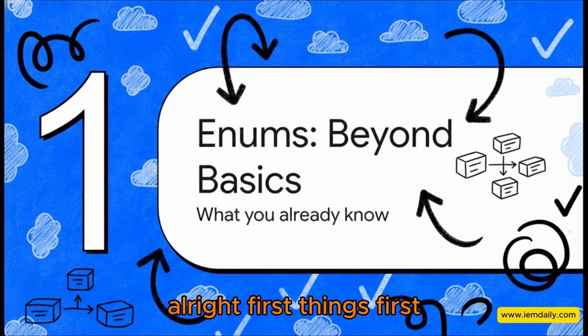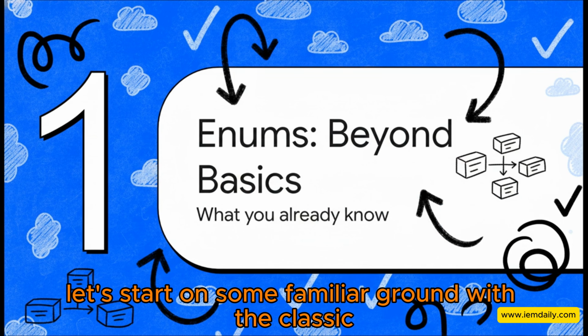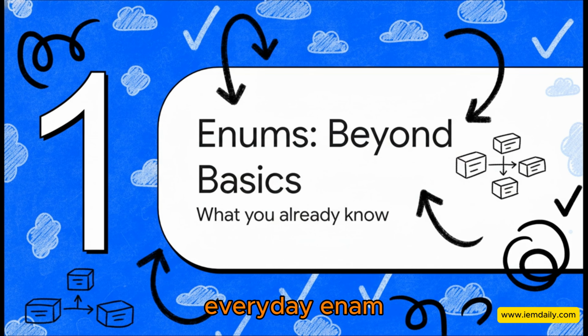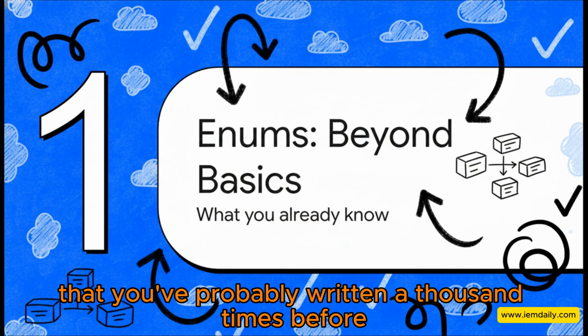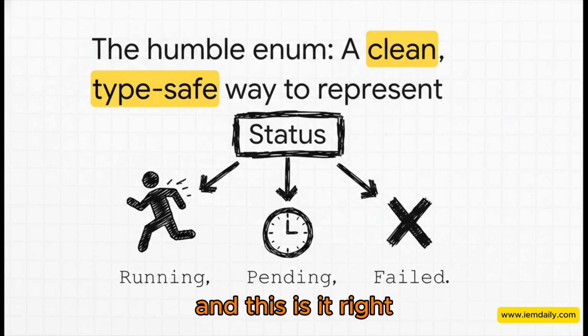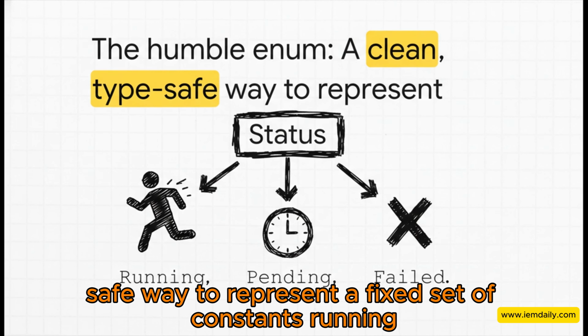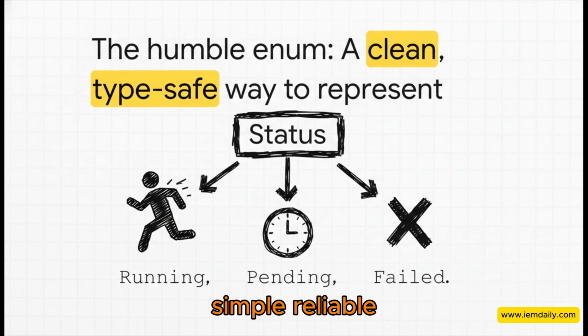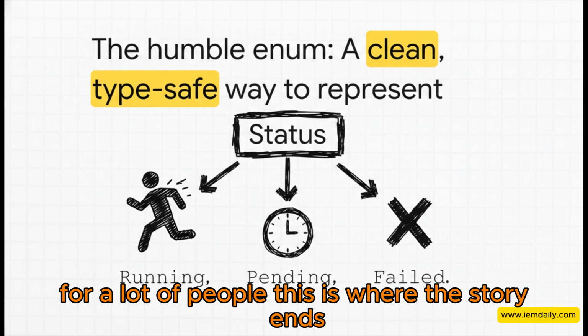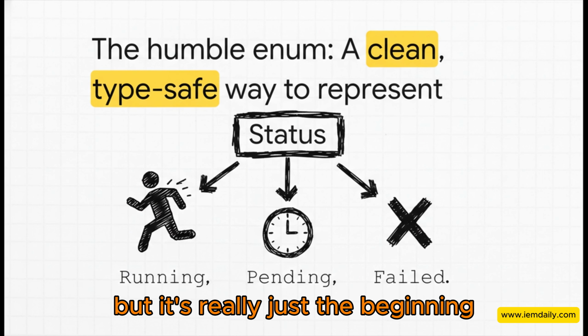All right, first things first. Let's start on some familiar ground with the classic everyday enum that you've probably written 1,000 times before. And this is it, right? The humble enum. It's a clean, super type-safe way to represent a fixed set of constants. Running, pending, failed. Simple, reliable, and honestly, for a lot of people, this is where the story ends. But it's really just the beginning.